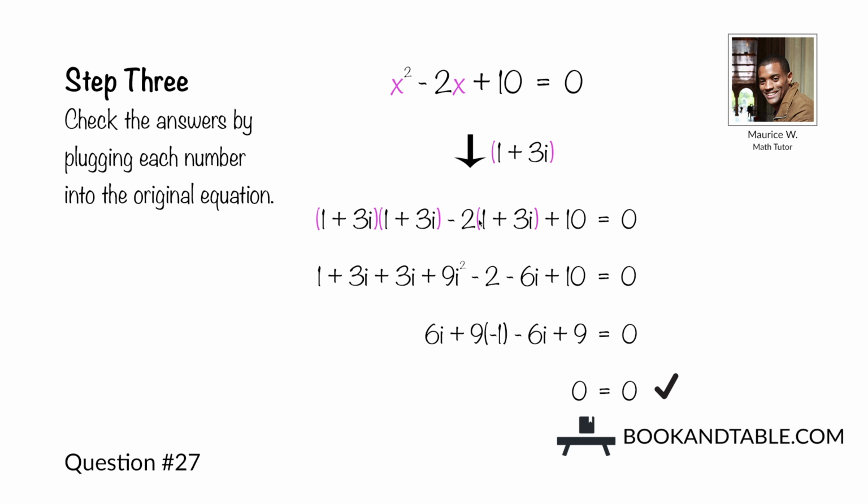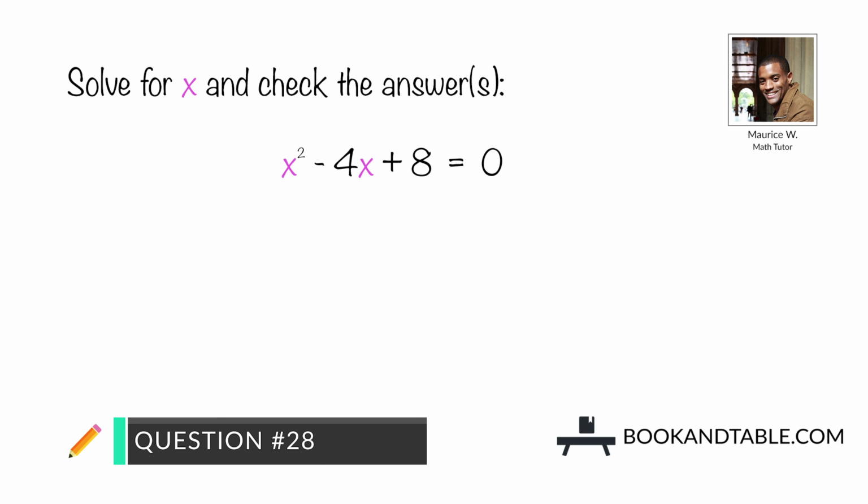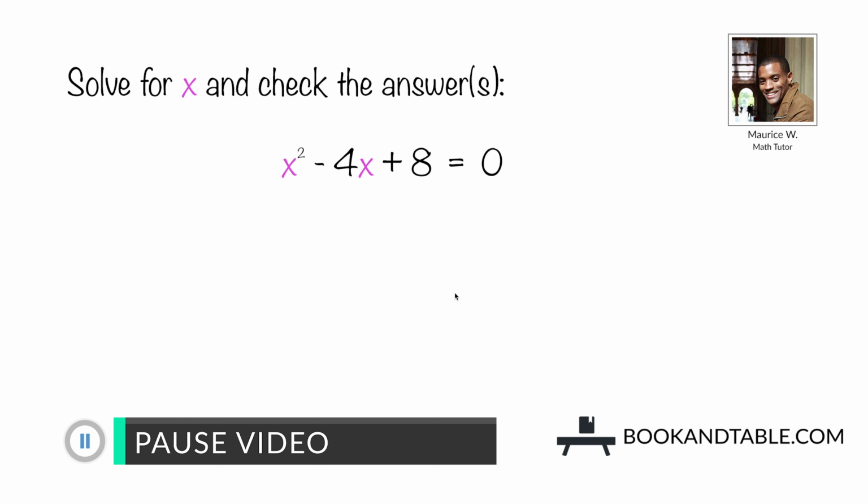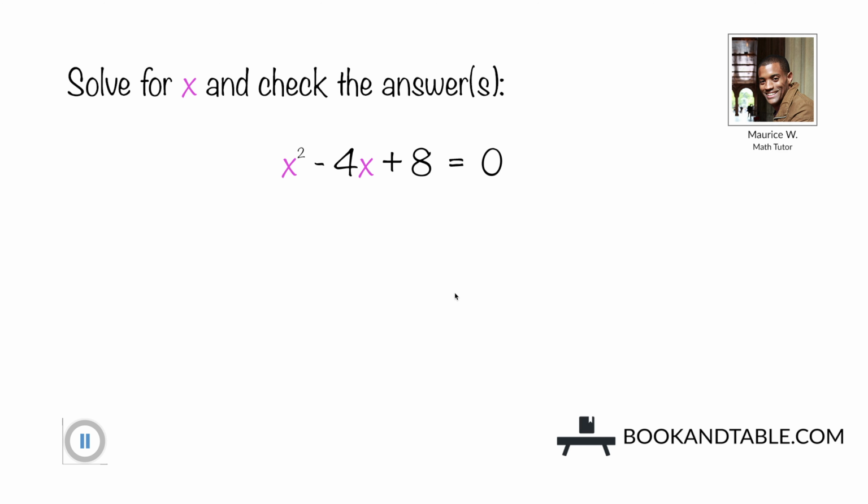So the answer to question number 27 is x is equal to 1 plus or minus 3i. Let's now have a look at question number 28. Solve for x and check the answers. X squared minus 4x plus 8 is equal to 0. Pause the video, answer this question, and then press play when you are ready to begin.